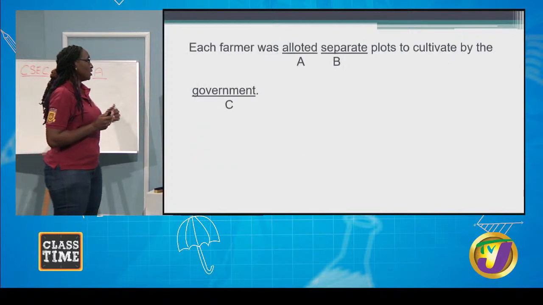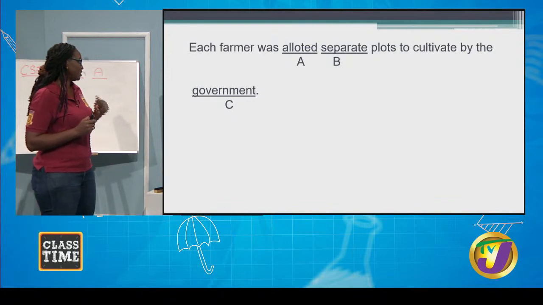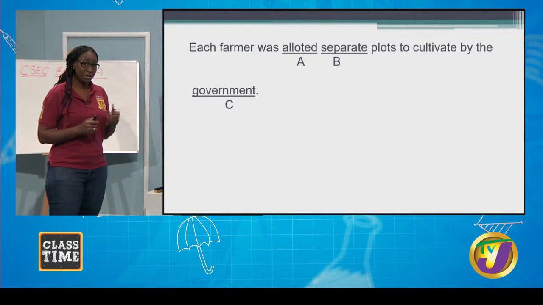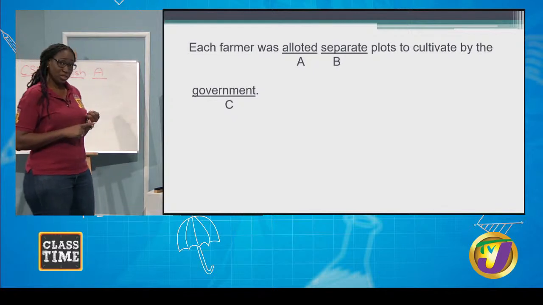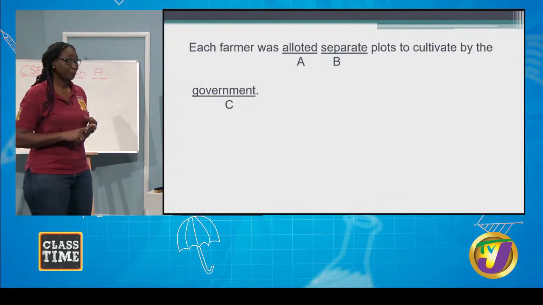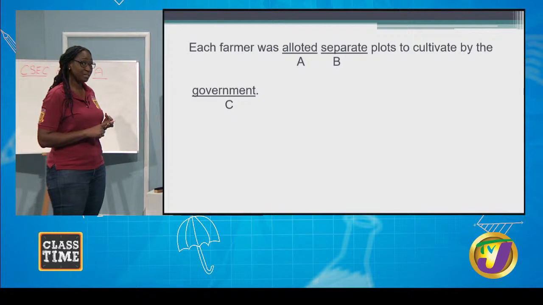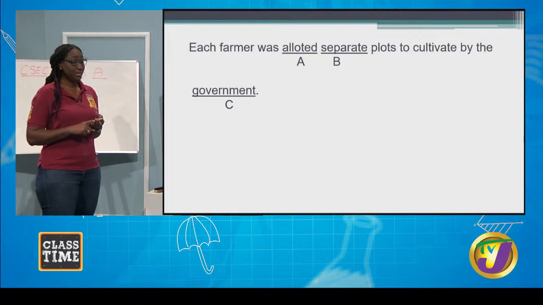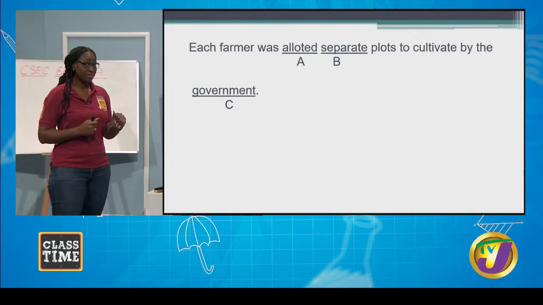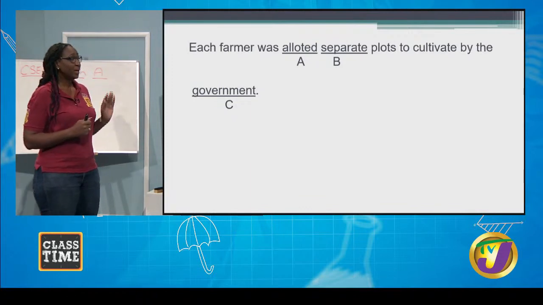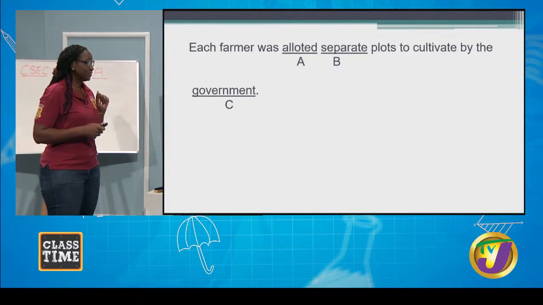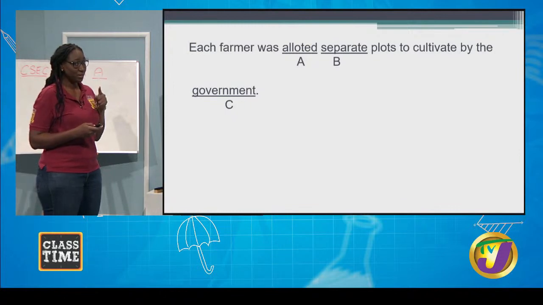Each farmer was allotted separate plots to cultivate by the government. So you're looking at allotted, separate, and government. Sometimes these words can be a little tricky, so you have to really, really know how the word is spelled. So, are they all correct? Or is there a little secret agent in there that shouldn't be there? Found it? You know your answer?